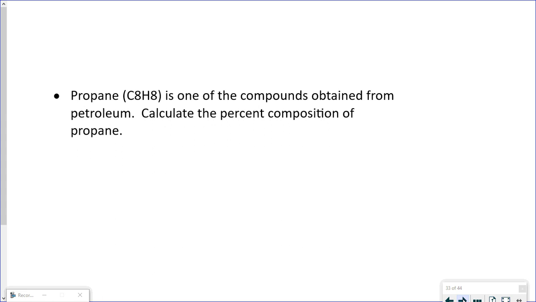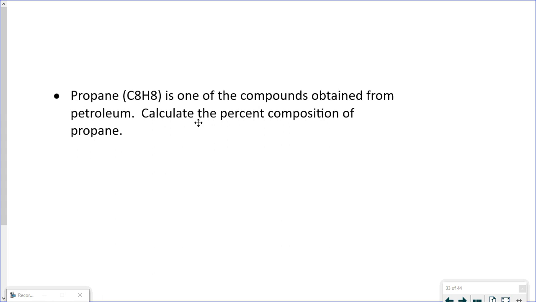So we have propane, those should be subscripts, which is C3H8, is one of the compounds obtained from petroleum. We want to find the percent composition of propane. So we were not given any of the masses, we were only given the formula. So in that case, you would need to use the masses off the periodic table.